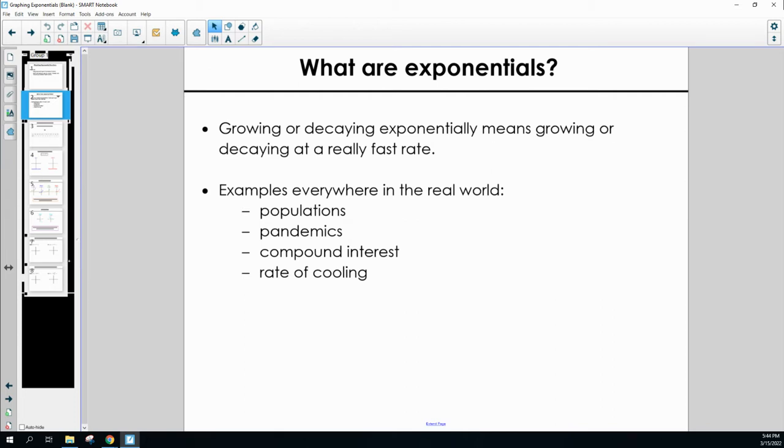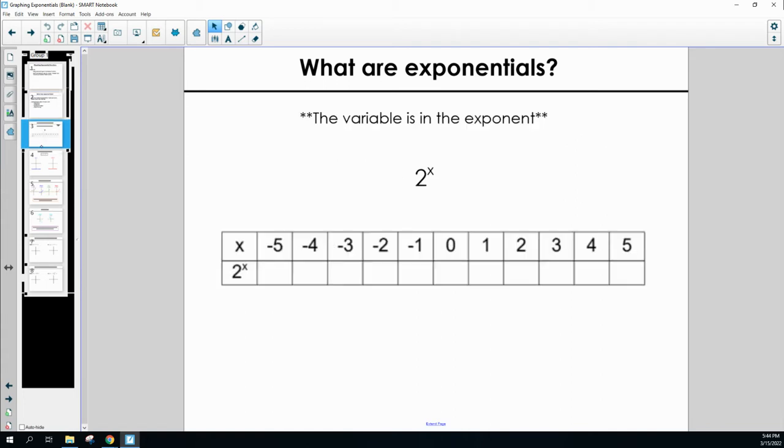So we will look at these examples throughout the course of this unit, but first we're just going to talk about what exponentials are. So basically, an exponential function means that the variable is in the exponent. So here, 2 to the x, we can see that x is our variable, and that is in the top of the function. So let's fill in this table.